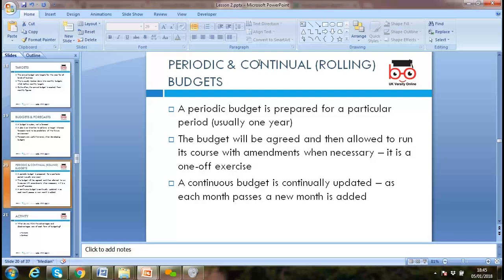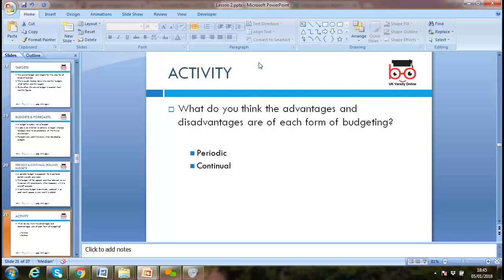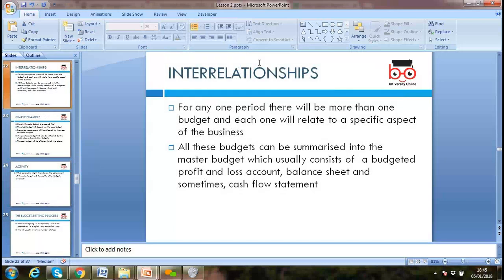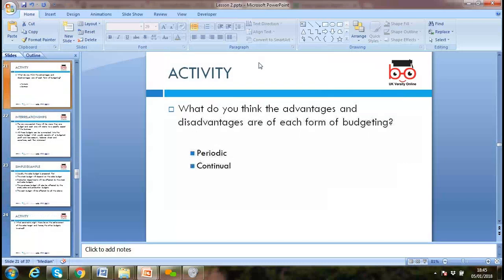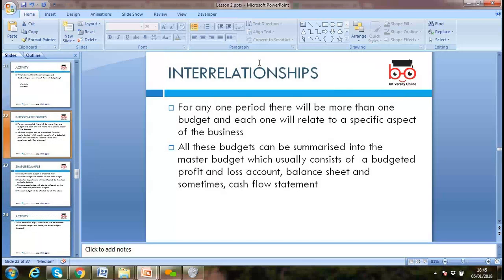Some people call it zero-based budget: the budget which doesn't have a link with the previous periods. We start every time with zero. Everything we reforecast, recalculate. Any question? No.